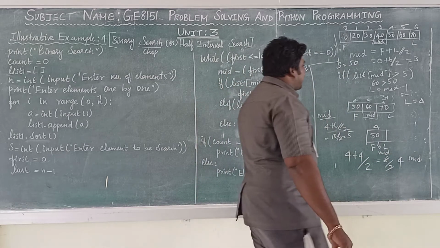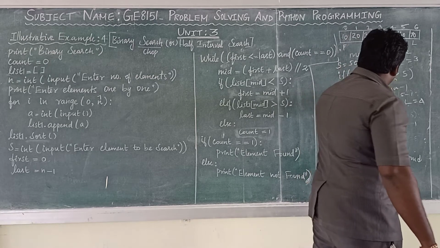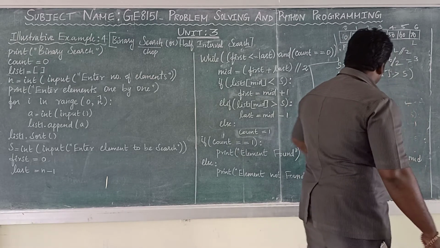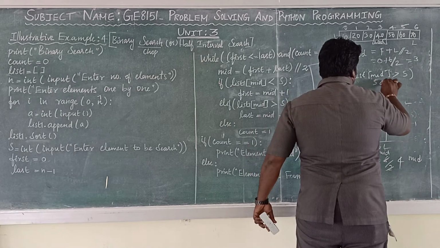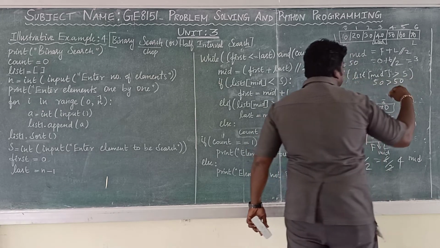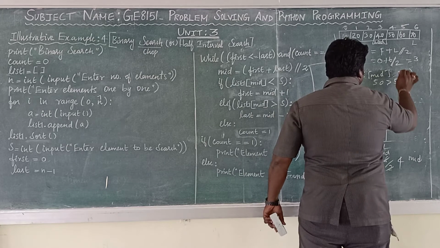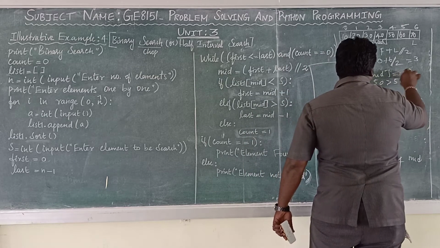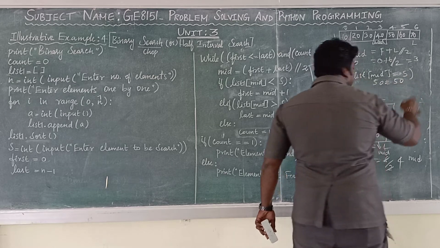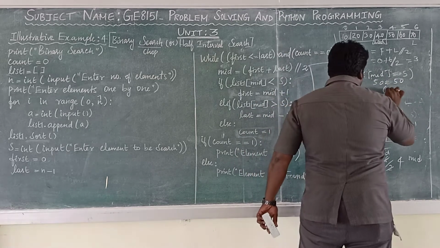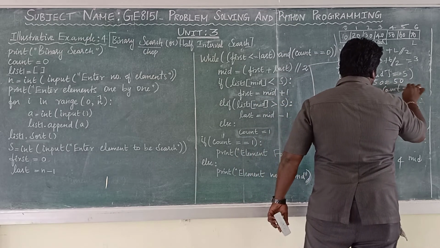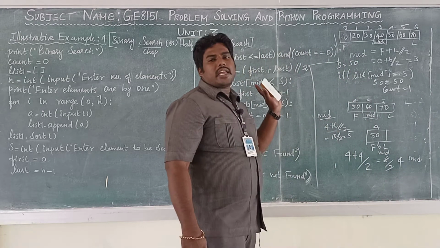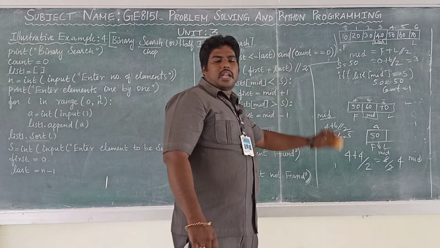Again you have to check the condition. Now what's the mid value? List of mid is 50. Greater than 50. Condition false. Less than 50. Again condition false. Equal to 50. Condition is true. At that time you have to increment the count. These are the 4 logics. Here I am going to explain. All of you got it?